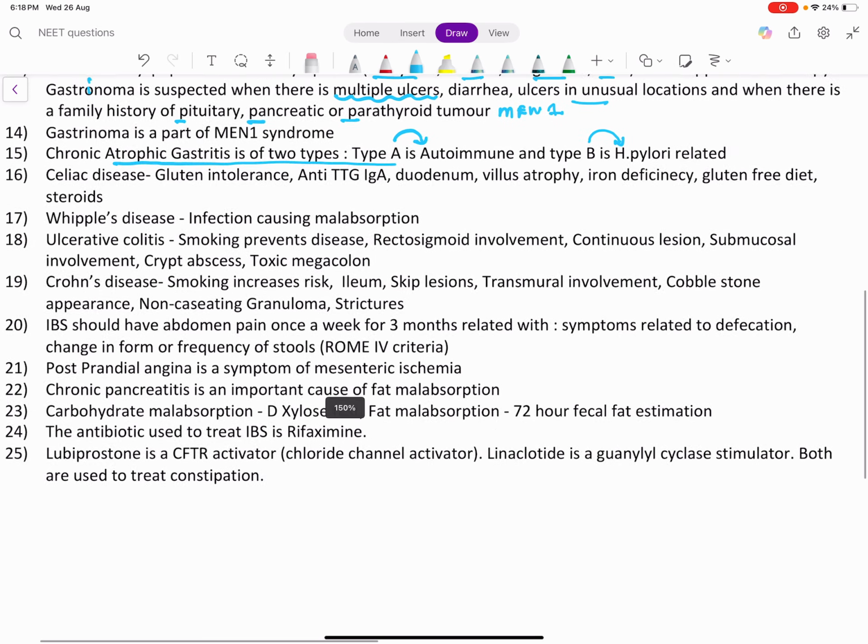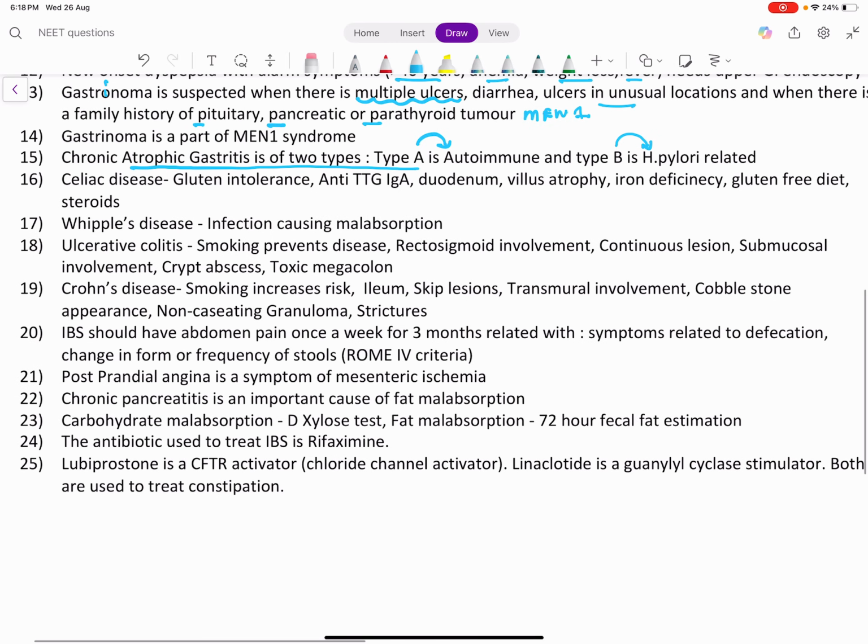Small intestinal diseases cause diarrhea and malabsorption. One important disease to remember in malabsorption is celiac disease. So the key term to remember here is gluten intolerance. The antibody which is seen is anti-tissue transglutaminase IgA. It involves the duodenum. Why is this word duodenum important?